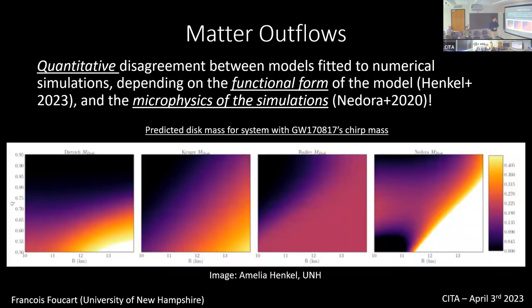Okay. Now I've said that we have a good qualitative understanding. I can tell you how the parameters change the different mass of outflows. But now here's what the current state of quantitative predictions is. This is a plot by Amelia Henkel, who is a graduate student at UNH, and she took four different models for the mass of the disk after a neutron star neutron star merger.